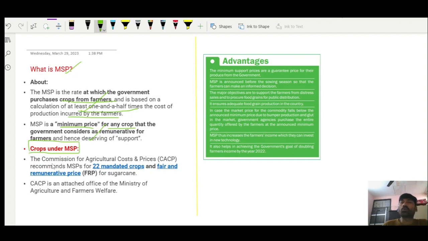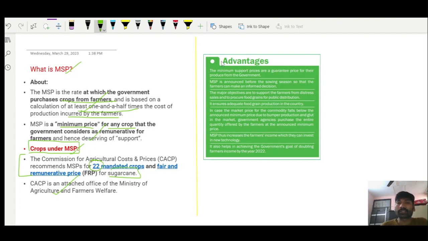Now, we are not discussing all the crops which are part of MSP, but the MSP is decided based on the recommendations of the Commission for Agricultural Costs and Prices. Before every sowing season, both Kharif and Rabi, 22 mandated crops, and fair and remunerative prices for sugarcane will be provided. Okay. So this ensures that the market is not volatile, and it also ensures that the farmers get remunerative prices for their produce. Now, the Commission for Agricultural Costs and Prices is an attached office of the Ministry of Agriculture and Farmers Welfare.